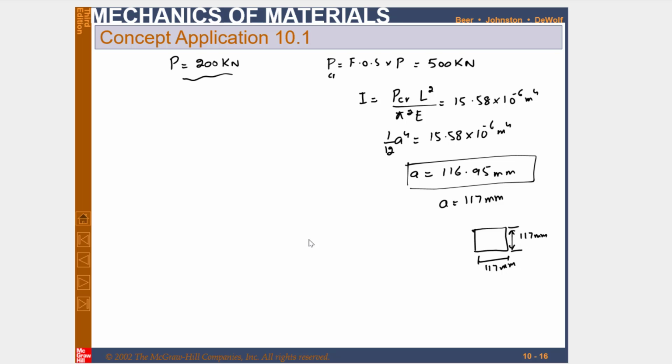Now we will check the stress. Normal stress is equal to load by area. The load is 200, so 200 into 10 raised to power 3 divided by area, which is 0.117 whole square, because this is square in cross section. When you calculate it, this stress value is 14.62.